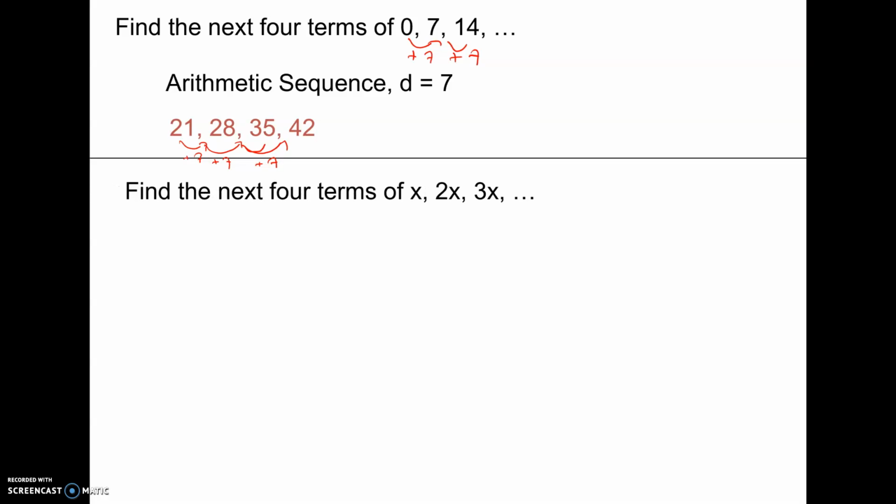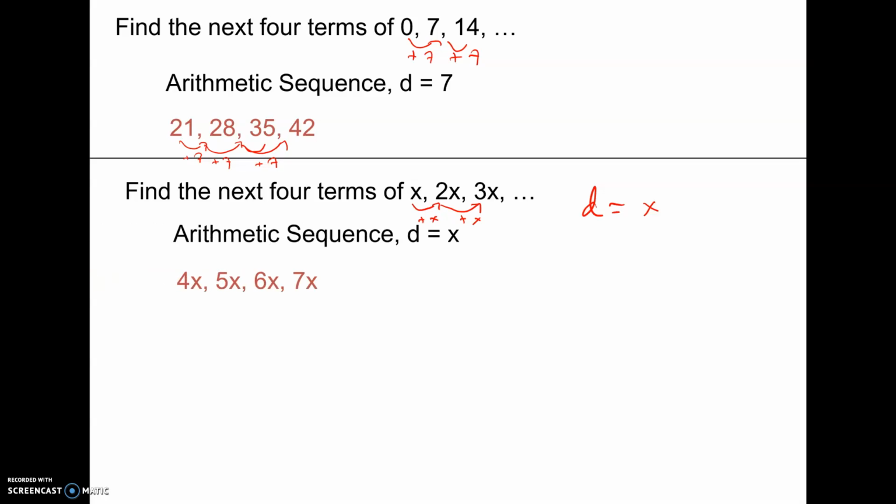Then we have this one. So it looks a little different, but that's the beauty of math. It's like the same thing. You just follow the rules. So they're going up by the same amount. I'm adding x: x plus x is 2x, 2x plus x is 3x. So my common difference is x. So if I want to get the next 4 terms, all I do is add x 4 times, and I get 4x, 5x, 6x, and 7x.